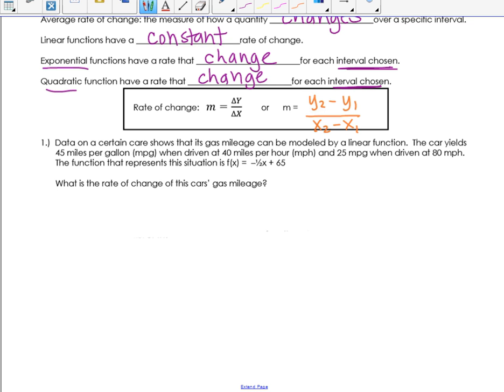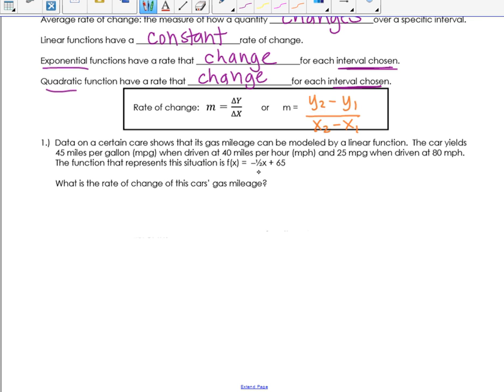So this says data on a certain car shows that its gas mileage can be modeled by a linear function. The car yields 45 miles per gallon when driven at 40 miles per hour. So if you're going 40 miles per hour, you're getting 45 miles per gallon. And then if you're going 80 miles per hour, you're getting 25 miles per gallon. So the function that represents this situation is f of x equals negative 1/2 x plus 65. And the question that's posed here says, what is the rate of change of this car's gas mileage?